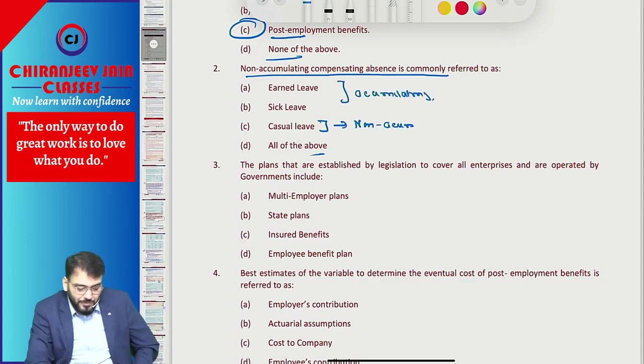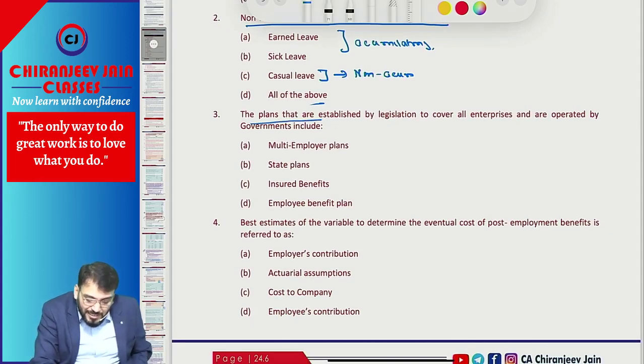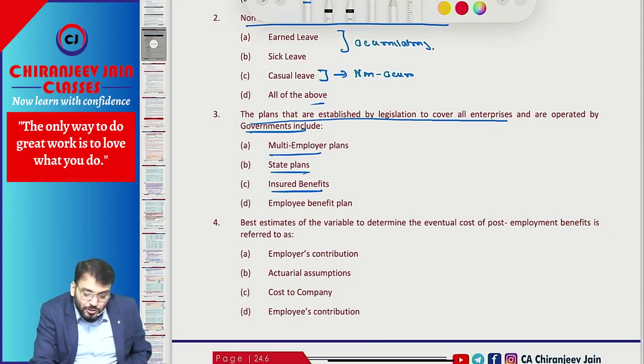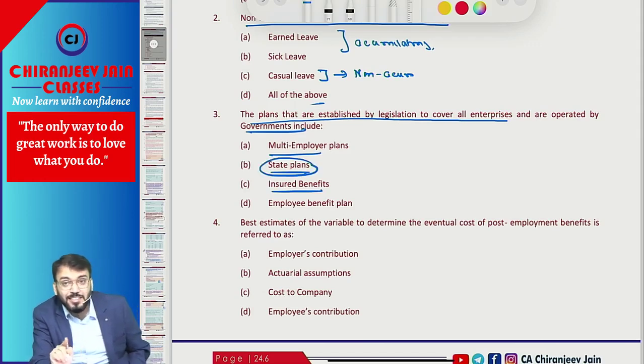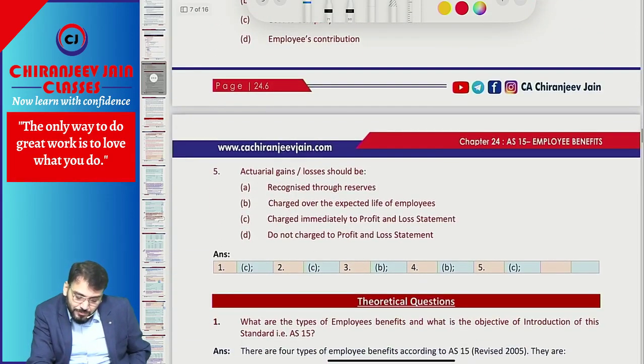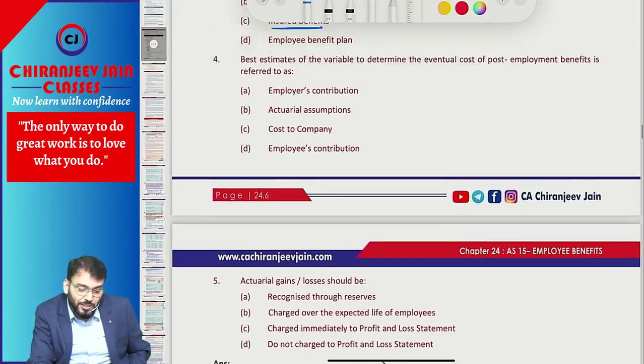accurate. Perfect. The plans that are established by legislation to cover all the entities and are operated by government include multiple state insurance, which is operated by government. State plan, I say state plan is created by government. So state plan is the answer. What is the answer? 3B. This is correct. Chalo bach gaya.